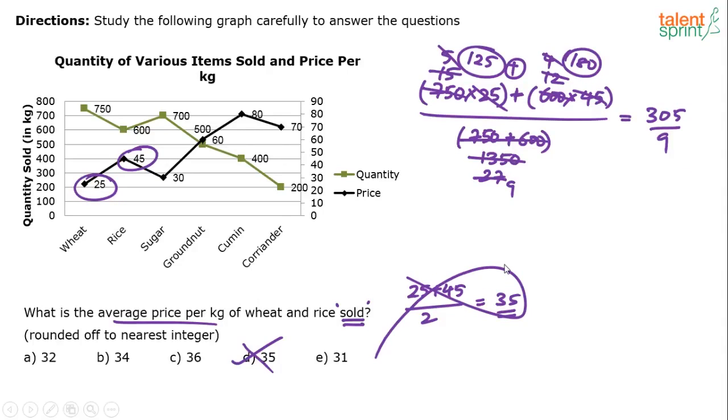Now 305 divided by 9. I think 305 divided by 9 is approximately 34. Very close to 34. Because if it is 306, then it becomes 270 plus 36, which is 30 plus 4, 34. Very close to 34. 305 and 306 are pretty close. So I can say the answer is 34 rupees per kg. Option B. Average price of wheat and rice that got sold is 34 rupees a kg.